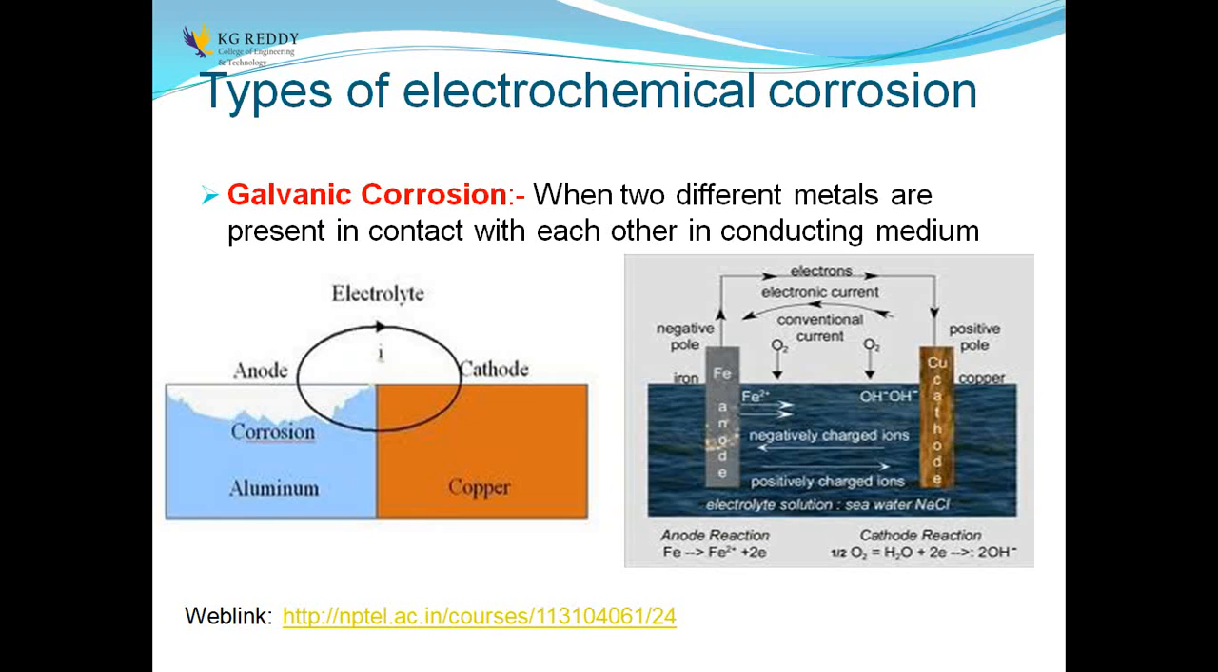Today I am going to teach types of electrochemical corrosions. There are different types of electrochemical corrosion: galvanic corrosion, pitting corrosion, stress corrosion, waterline corrosion, and differential aeration method. We are going to discuss them one by one.